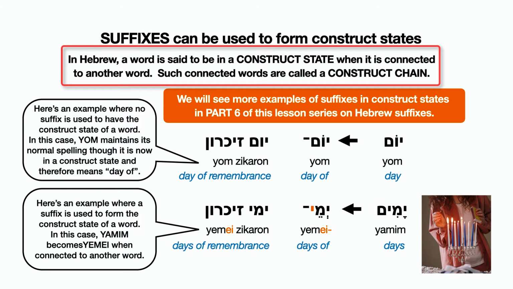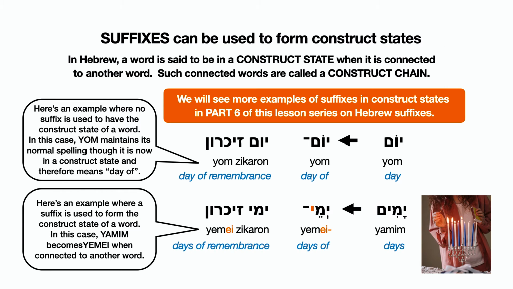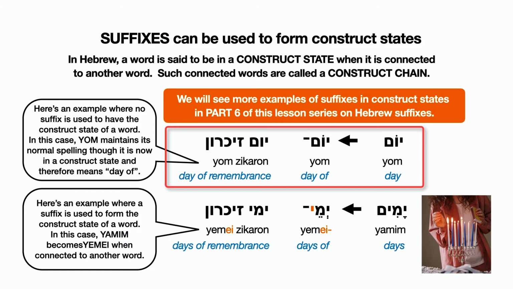So, here's an example. The Hebrew word for day is yom. But when we connect yom to another word, here we have Yom Zikaron. Zikaron means remembrance. So we put the two together to say Yom Zikaron. That means day of remembrance. So it's not saying day remembrance. Yom takes on the meaning of day of instead of just day. Yom Zikaron, day of remembrance.